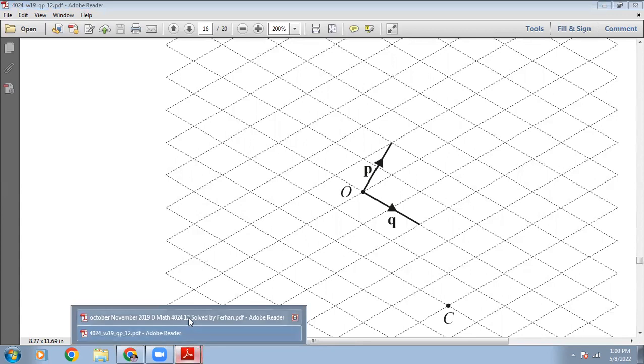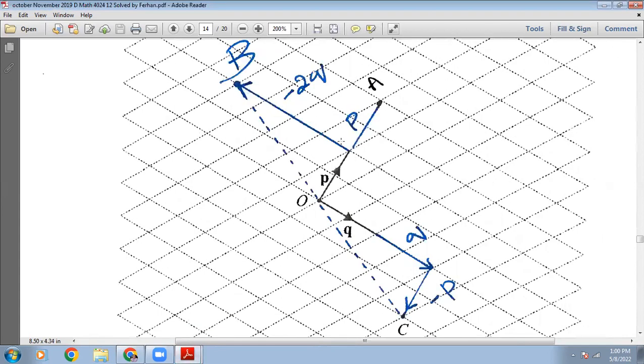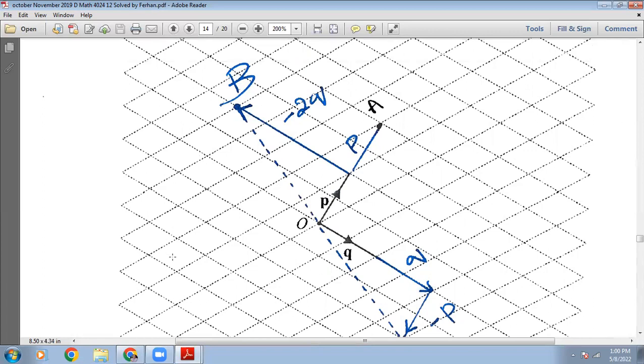Let me show you. I have done this, and here you see this is P. This will be minus Q, and this will be another minus Q. So join O with this point, and this is B. So this represents P minus 2Q. I hope you understand if you have studied the chapter of vectors.